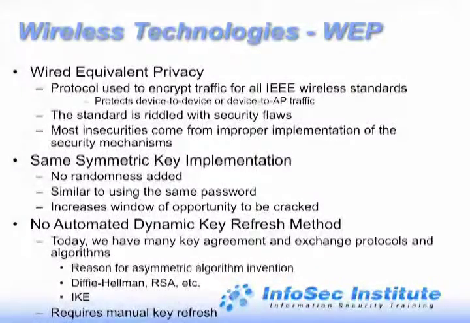With WEP, memorize the name. It's going to be Wired Equivalent Privacy. Not just this test, but almost every security test that has a wireless question is probably going to ask you what that means. They may say protocol, they may say other names, but you need to know that it's Wired Equivalent Privacy. This is a protocol used to encrypt all traffic within IEEE wireless standards. The standard is riddled with security flaws. Basically, most insecurities come from the improper implementation of security mechanisms.